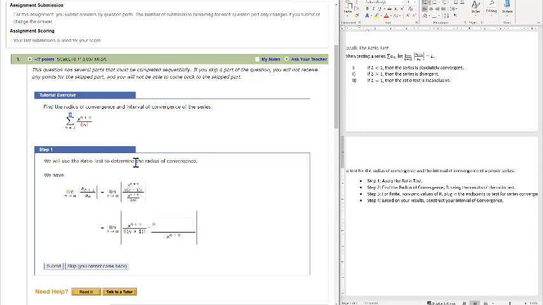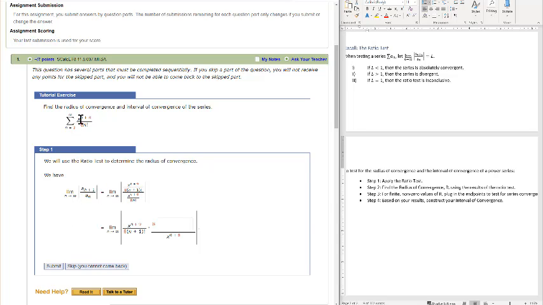So we will use the ratio test. Remember, the basic idea is to use the ratio test, find the radius of convergence, and depending on what your result is for the radius of convergence, you can find your interval of convergence by checking the endpoints. So here's the first step, ratio test to determine the radius of convergence.